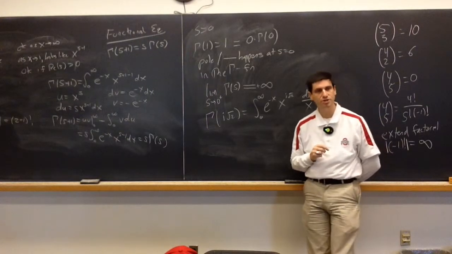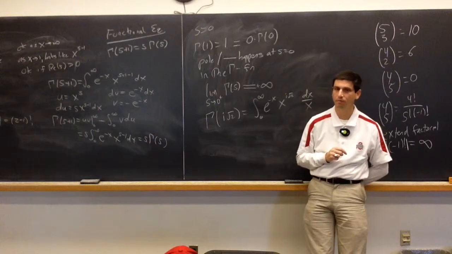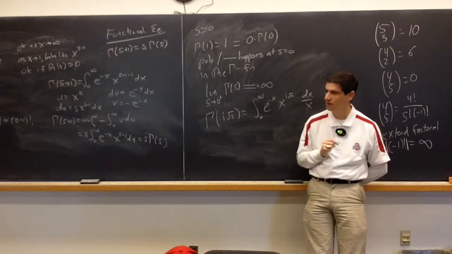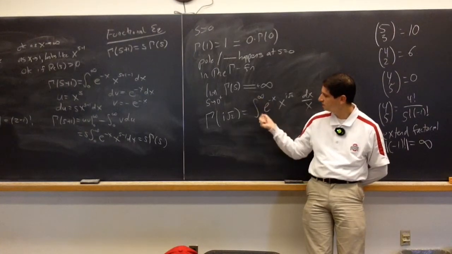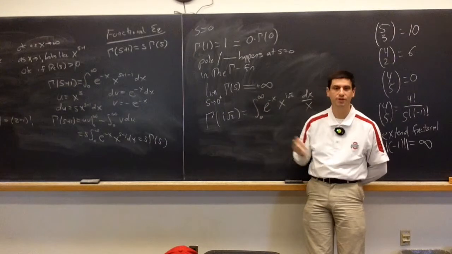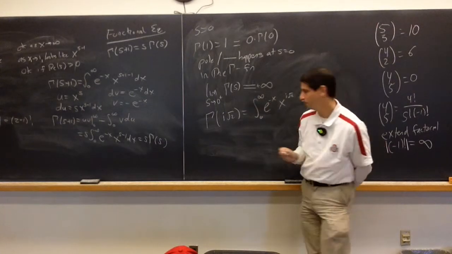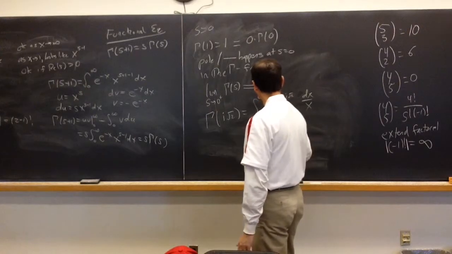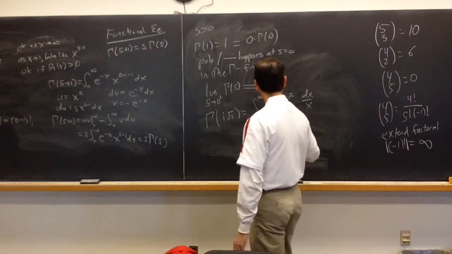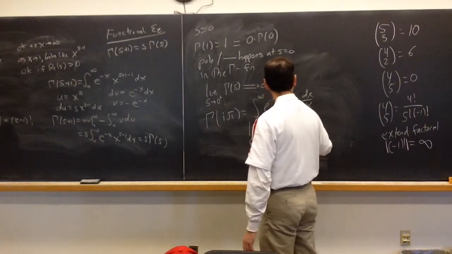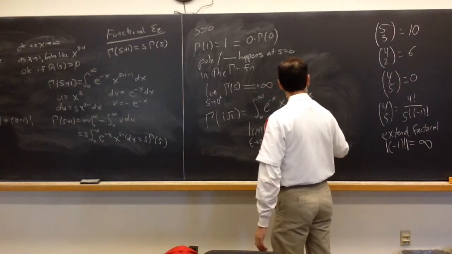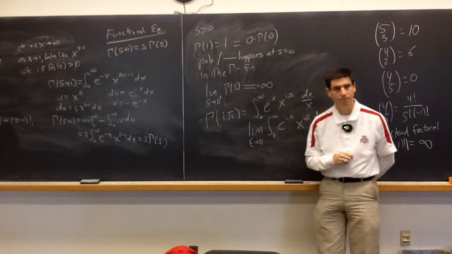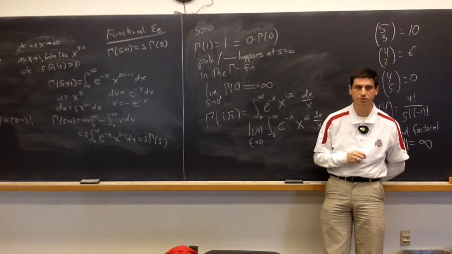The real part is 0, which is still bad. But the imaginary part now oscillates enormously. So what if we take the limit as epsilon goes to 0? Look at the limit as epsilon goes to 0 of the integral from epsilon to infinity of e to the minus x, x to the i root 2 dx over x. Is there enough oscillation to make this work?